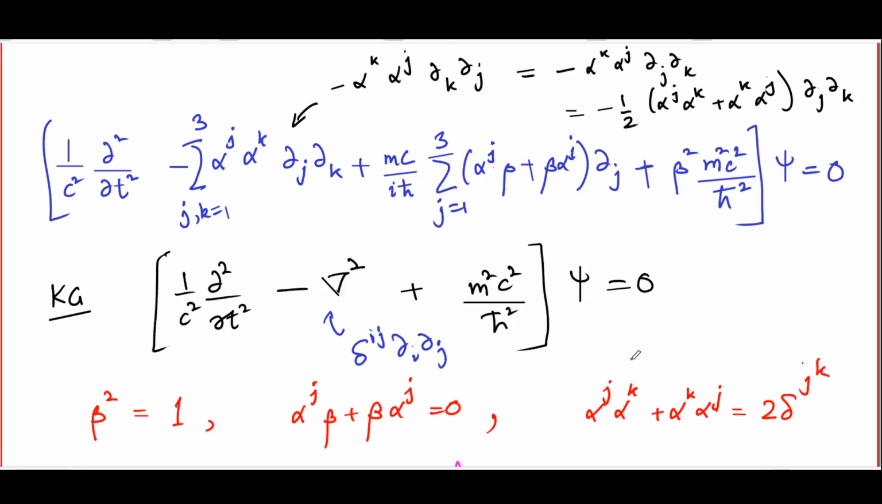So these are the basic properties which we are demanding of our objects β and α, and only when these are satisfied will our first order equation in space and time be equivalent to the Klein-Gordon equation. Let us now see exactly what these demands say about the objects β and α_1, α_2, α_3.